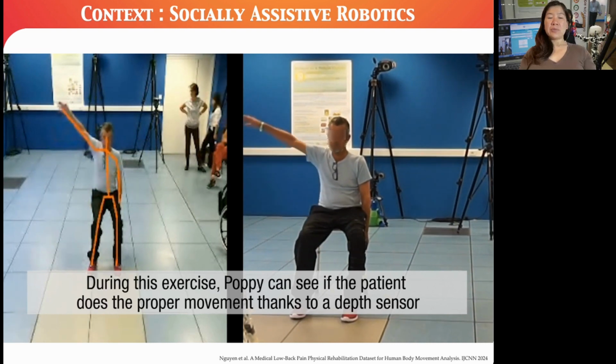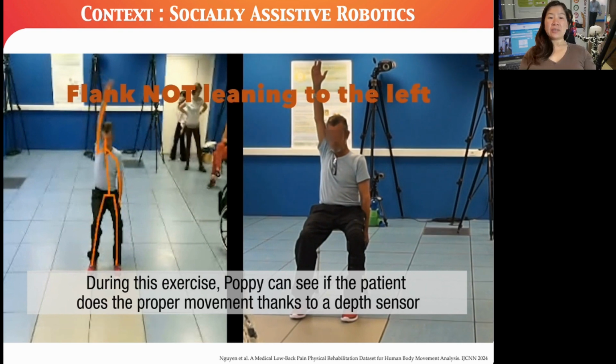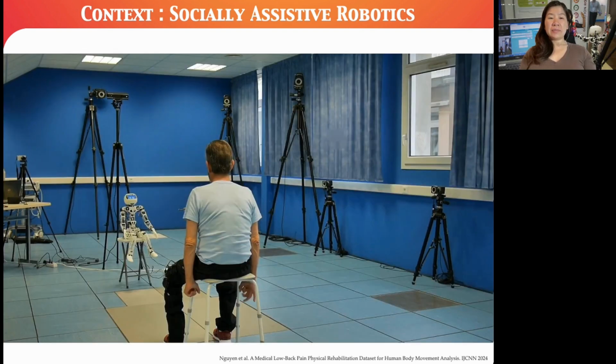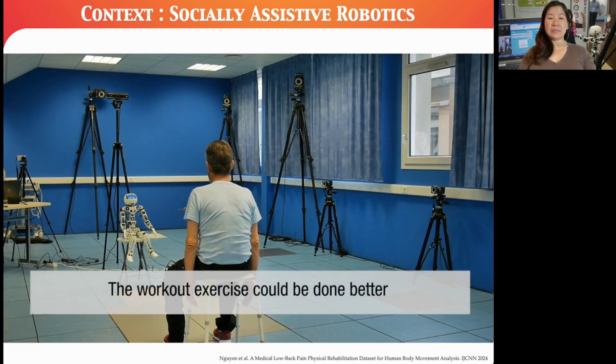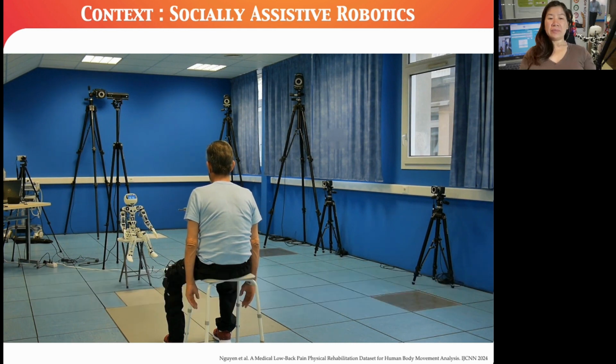So it can analyze the movements through the Kinect. And here you can see that the trunk is still very straight and not leaning to the left. The workout exercise could be done better. Try to lean a little bit more to the left side. It's your turn.